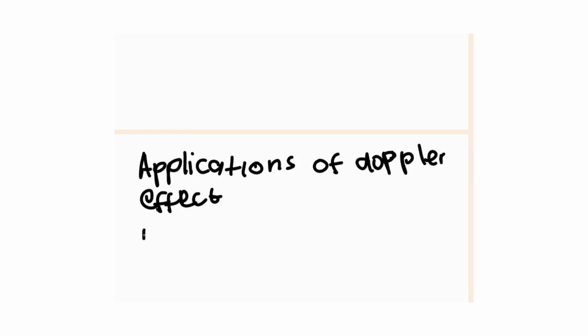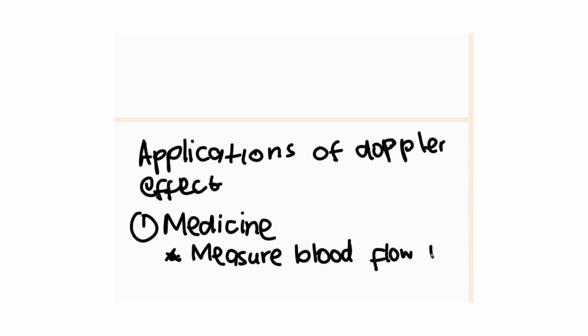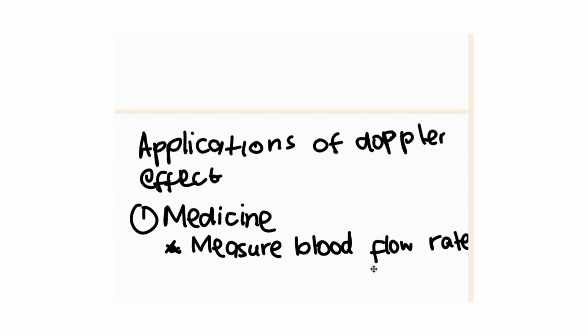So the first one, Doppler effect can be used in medicine, which is the most commonly asked question, and they can also further ask you how it can be used in medicine. So in medicine, Doppler effect can be used to measure the blood flow rate. You don't need to know the details on how it measures the blood flow rate. They won't test you on that, but you need to know that under medicine we can measure the blood flow rate.